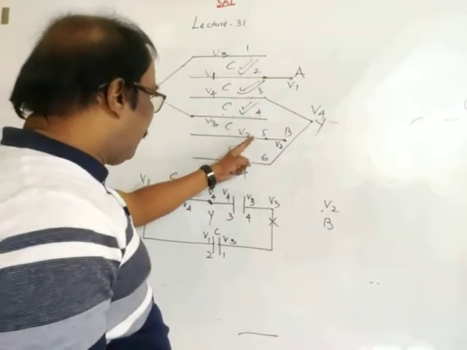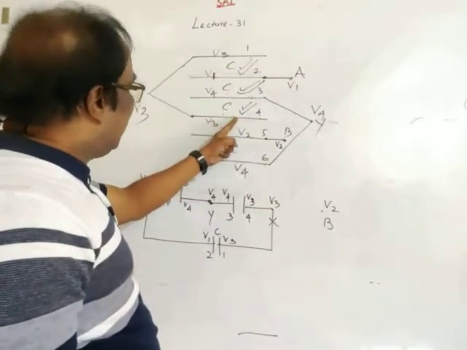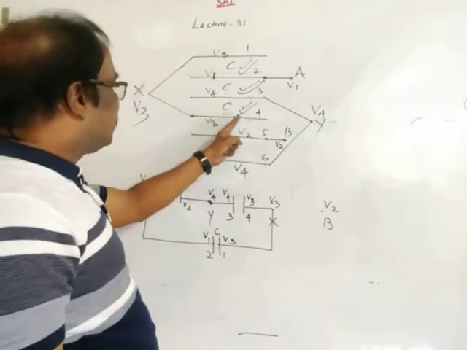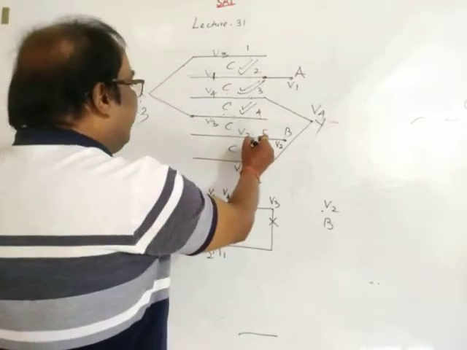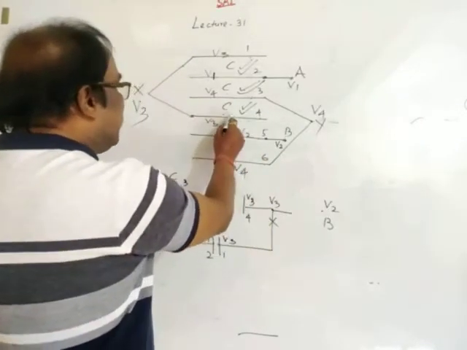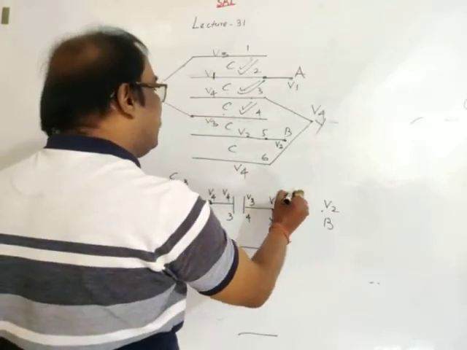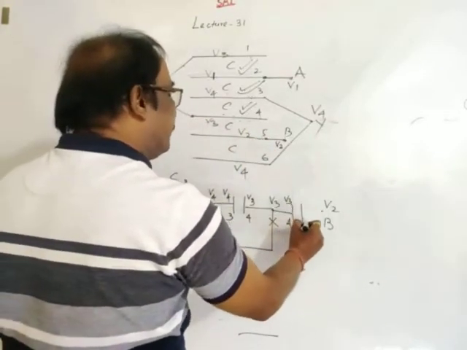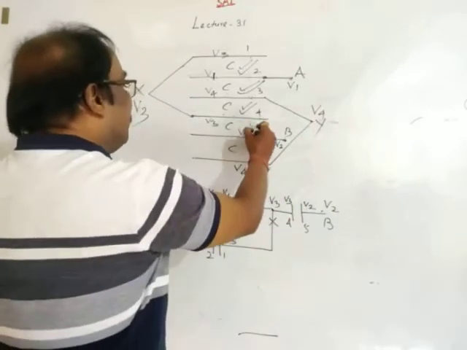Then between 4 and 5. Plate 4 is at potential V3. Plate 5 is at potential V2. Plate 4 has potential V3, then plate 5 is at potential V2. Okay, we have completed this.